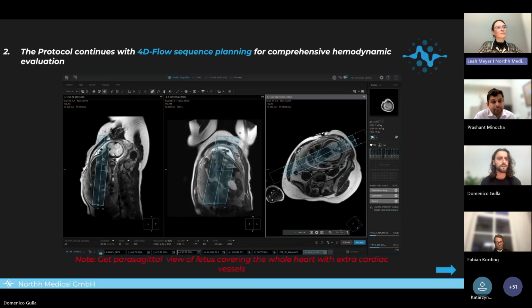So the protocol continues with the 4D flow sequence planning for comprehensive hemodynamic evaluation. Why is it one of the first sequences? Because the fetus can start moving, can be more active. The mother also can be tired soon. So how to plan the 4D flow sequences is just to try to get a parasagittal view of the fetus covering the whole heart and the extracardiac vessels.